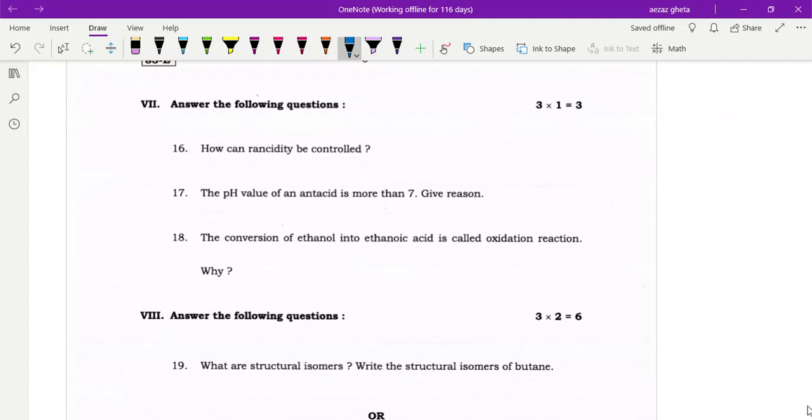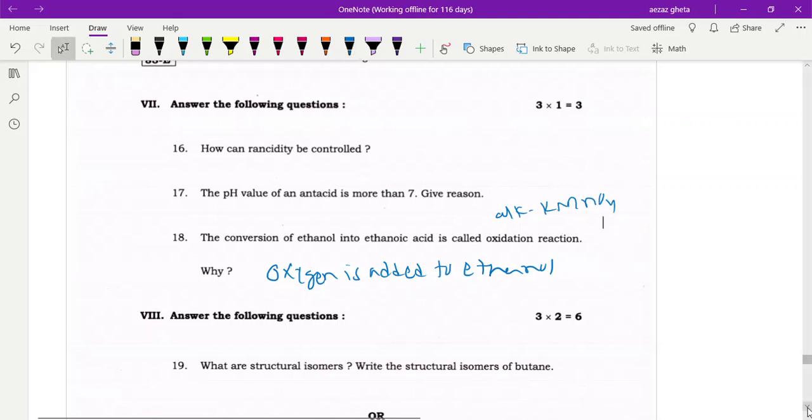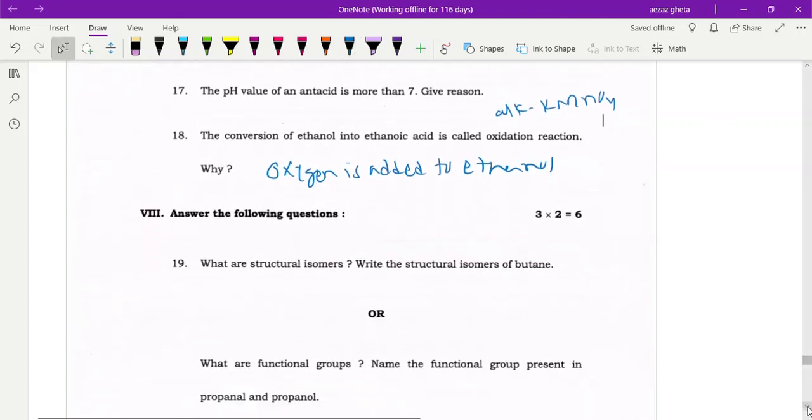The conversion of ethanol to ethanoic acid is called an oxidation reaction. Why? Because here ethanol gains oxygen. The oxygen is added to ethanol. And here oxidizing agents are used: alkaline potassium permanganate, remember, very important, or acidified potassium dichromate. Acidified potassium dichromate.